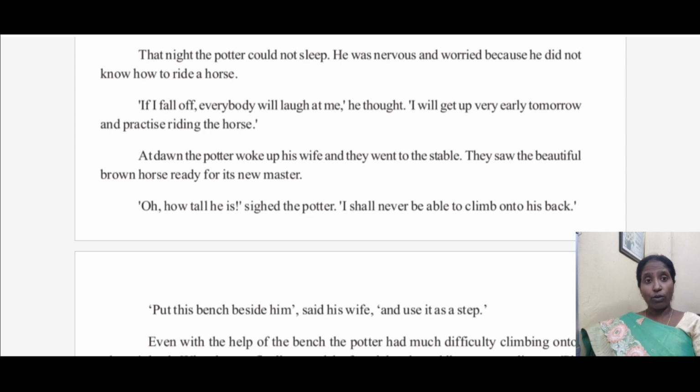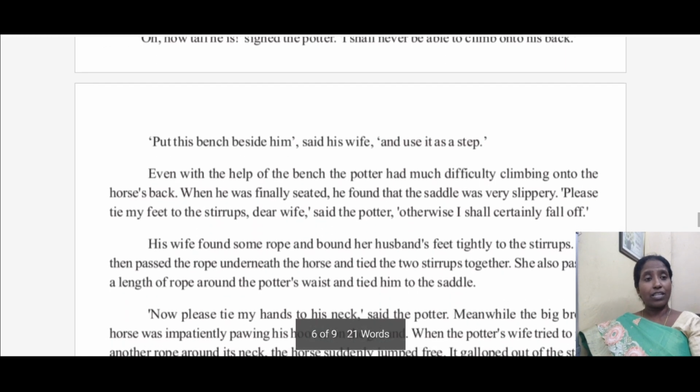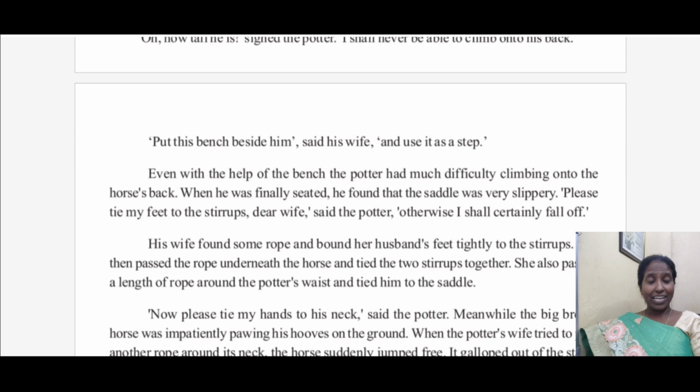At dawn, the potter woke up his wife and they went to the stable. They saw the beautiful brown horse ready for its new master. Oh, how tall he is, sighed the potter. I shall never be able to climb onto his back. When the potter saw the horse, he saw that it was very tall and he thought, I can never climb this horse. This is so tall.